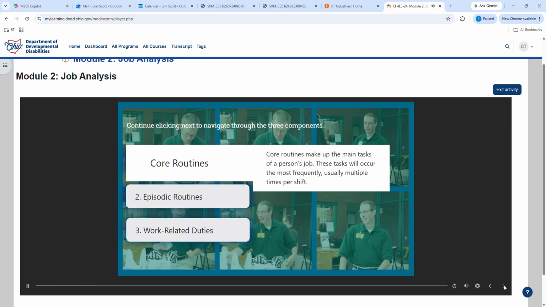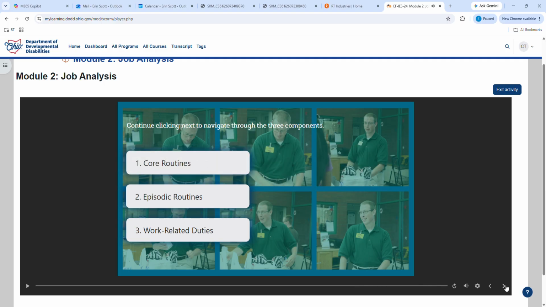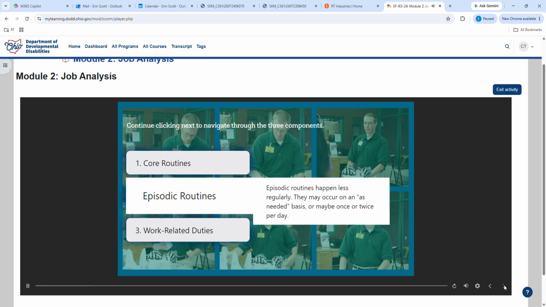Core routines. Core routines make up the main tasks of a person's job. These tasks will occur the most frequently, usually multiple times per shift. Episodic routines. Episodic routines happen less regularly. They may occur on an as-needed basis, or maybe once or twice per day.